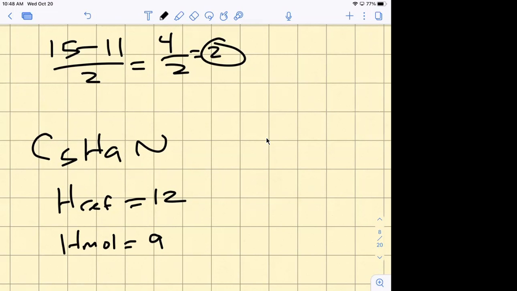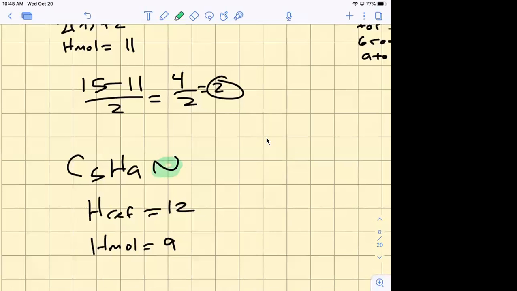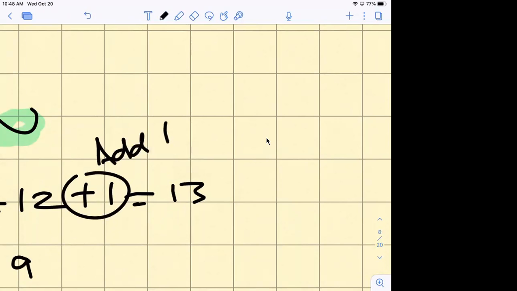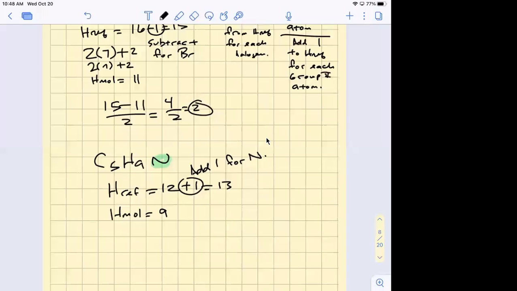So what we want to do is, again, if it's group 5, so you got nitrogen that's group 5, you're going to add 1 to HREF. So add 1 for N. So that now that'll give us a 4, right? So we got 4 degrees of unsaturation. So we can come up with a lot of different structures for that.